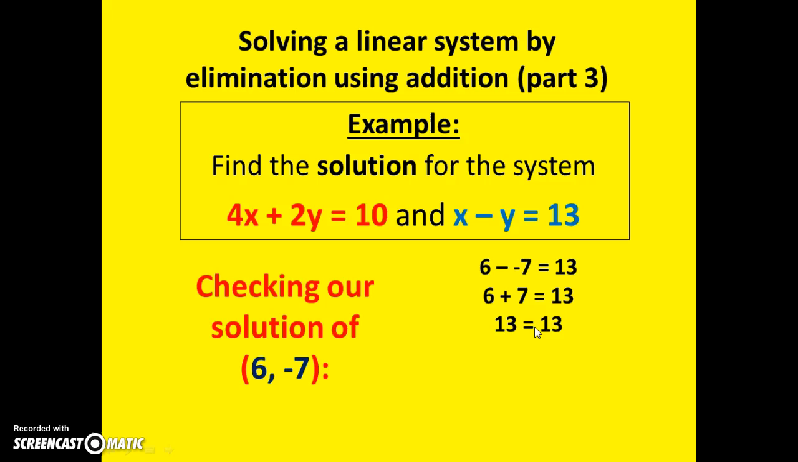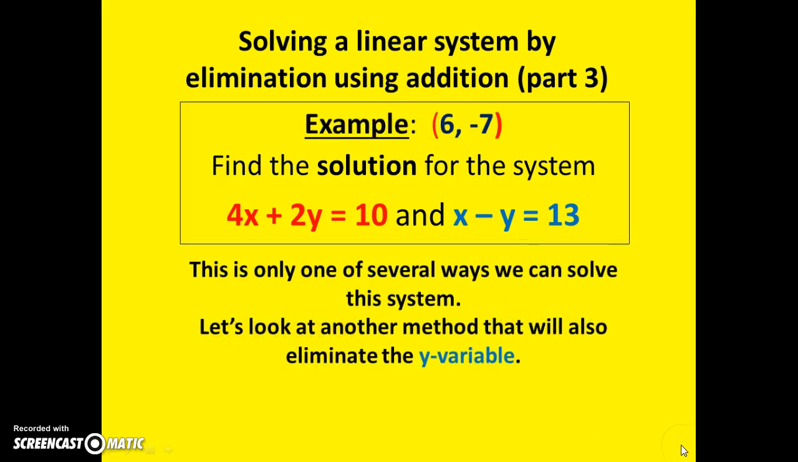Now, it's not a bad idea to check the other equation too, just to make sure we didn't make any mistakes and we got everything right. So let's check the other equation as well. So 4 times x, x is 6, plus 2 times y, y is negative 7. 4 times 6 is 24. 2 times 7 is 14, but it's a minus because we have that negative there, so we put the minus in. 24 minus 14 is 10, and we can see 10 equals 10, so we're good to go.